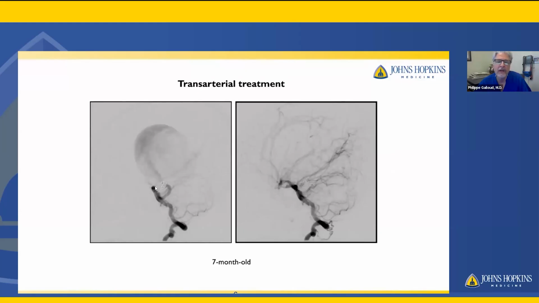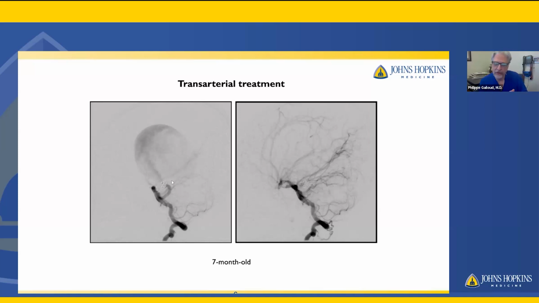So here we have already done a couple sessions to close some of the vessels. You see a few coils, a little bit of glue has been placed. And this is before his third session. Now here, there is no choice. There's only one feeding artery left. So we're going to have to close it. And unfortunately, there's still a relatively large sac.